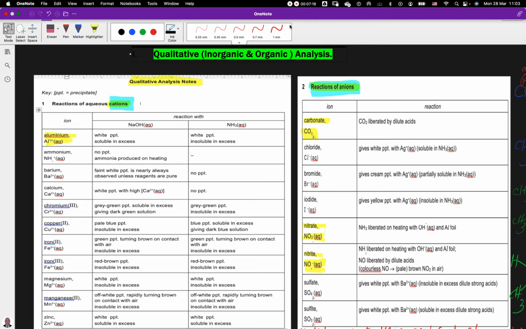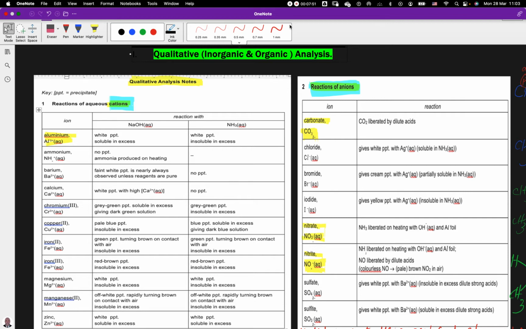State your result in the observation section of the answer script and try to see whether they tally with the official results that have been displayed in the confirmation section or the reference section on the question paper. This drives us to the second section, which is reactions of anions.